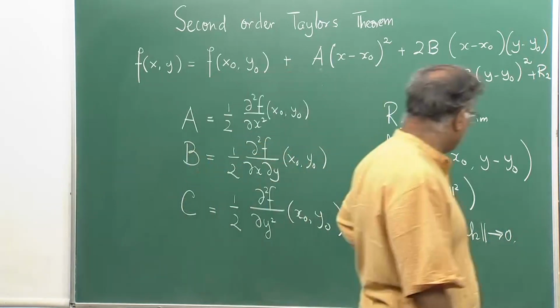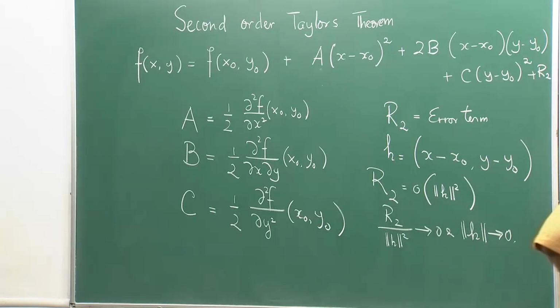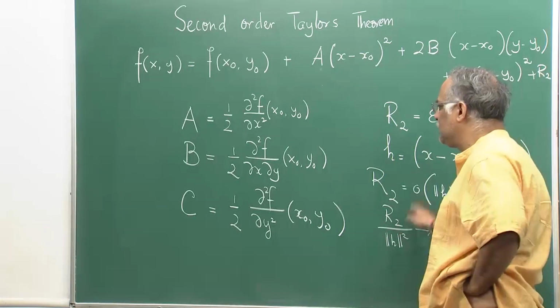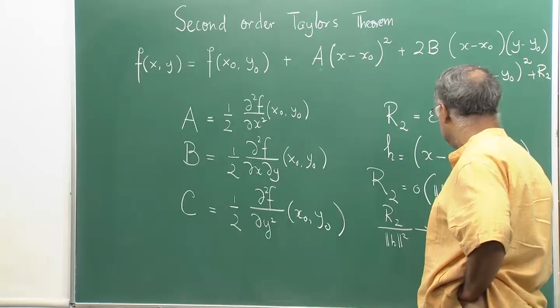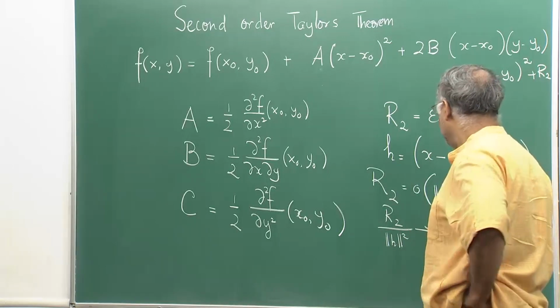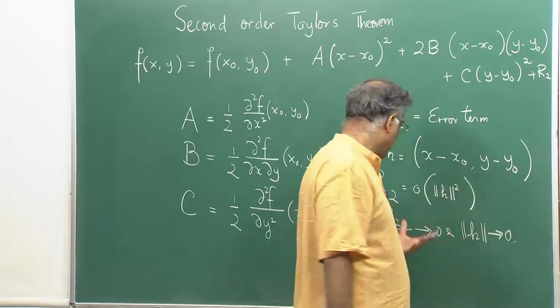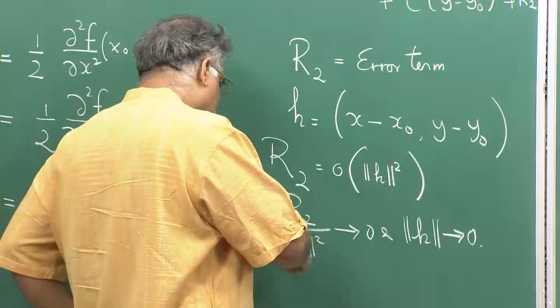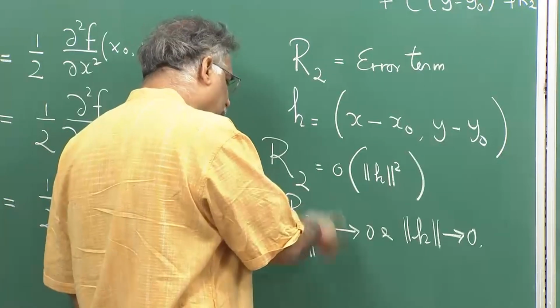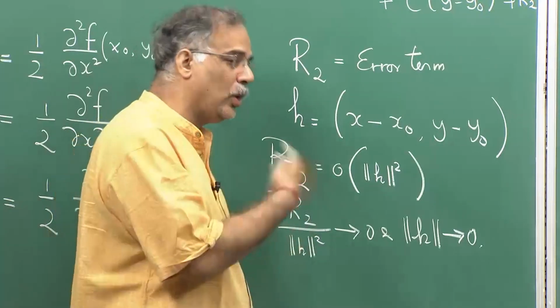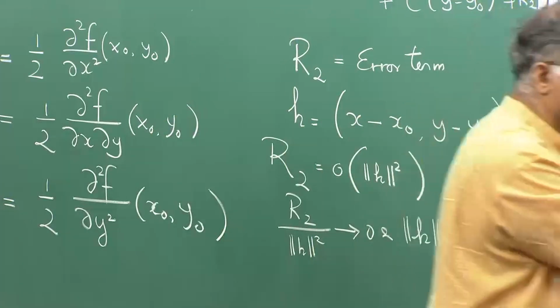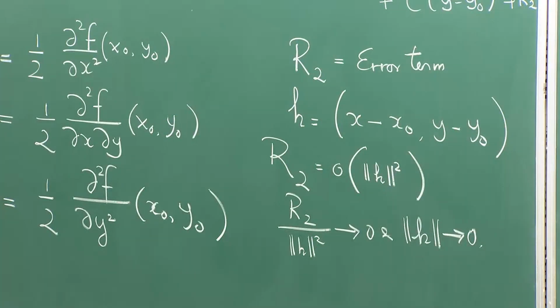So, the error term says that R2 must vanish faster than h vanishing. In the second order term, the quadratic is the norm square of h, so R2 must vanish faster than the square of the norm, which is a very, very important thing to observe.